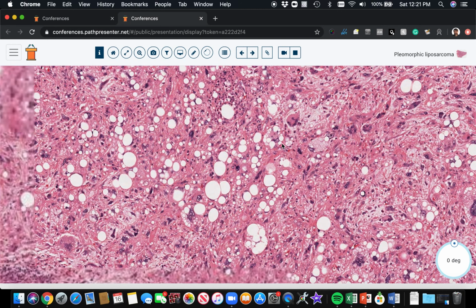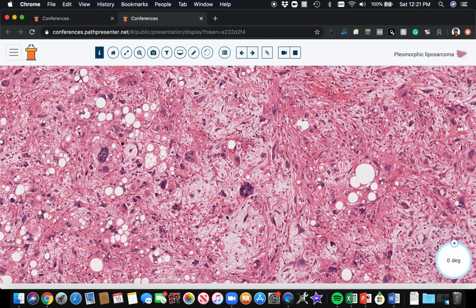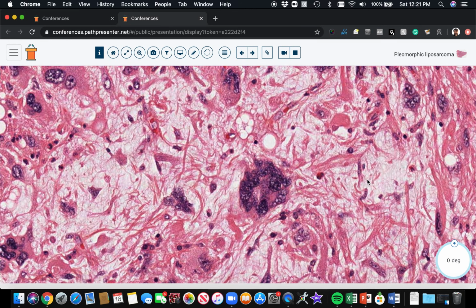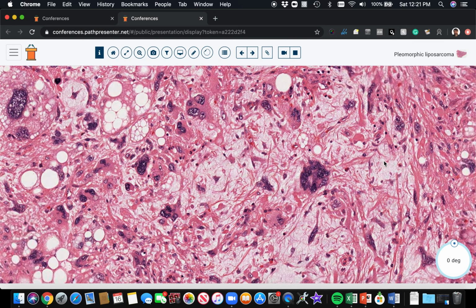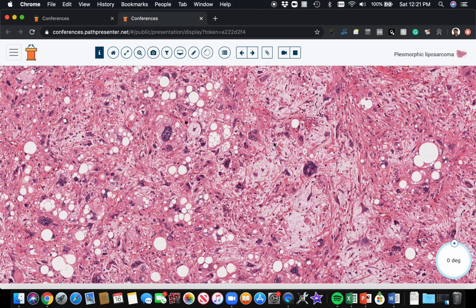You can have myxoid change in the background of a pleomorphic liposarcoma. In fact, pretty much all liposarcoma variants can have some myxoid background. So just because it's a liposarcoma with some myxoid change doesn't mean it's myxoid liposarcoma. Remember, those are translocation sarcomas. I don't have an example to show you today, but they should not have pleomorphism like this, okay? So this is a pleomorphic liposarcoma that actually has some myxoid background change as a secondary feature.